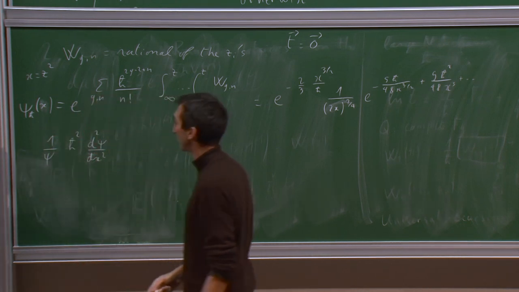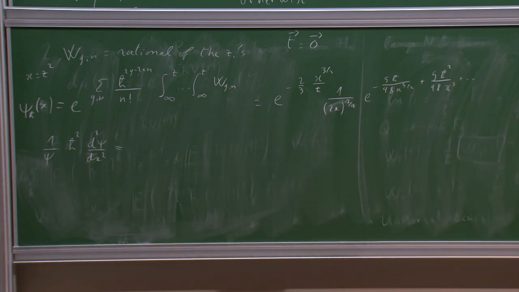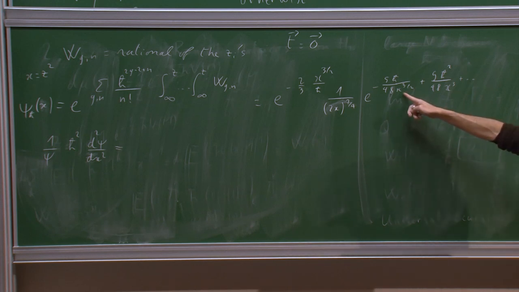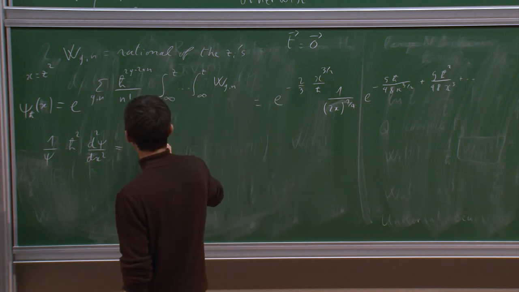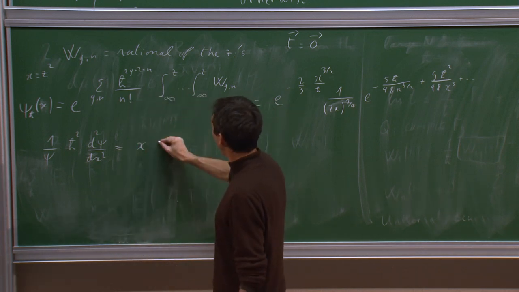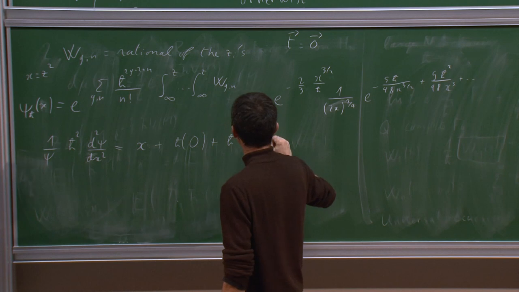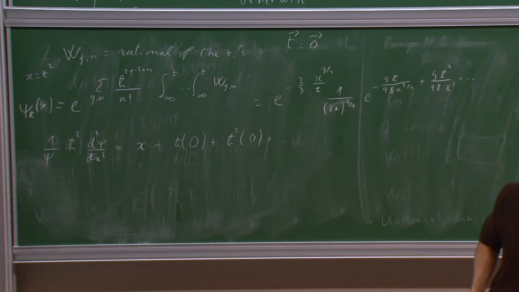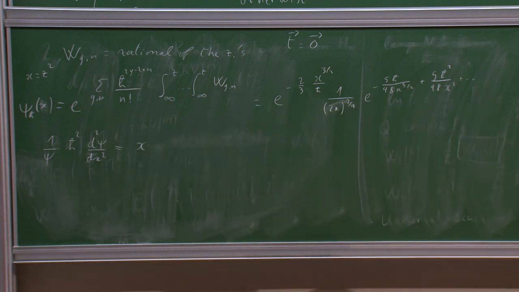1 over psi. When you do that, you could expect to get a formal power series in h bar, and each term should contain possibly negative powers of x. But you can compute by hand. The first term you find x, and the second term, which would contain h bar, you find 0. The h bar squared, you find 0. Well, so in fact, the answer is just x. And that's the full answer. And you can prove it from the recursion.